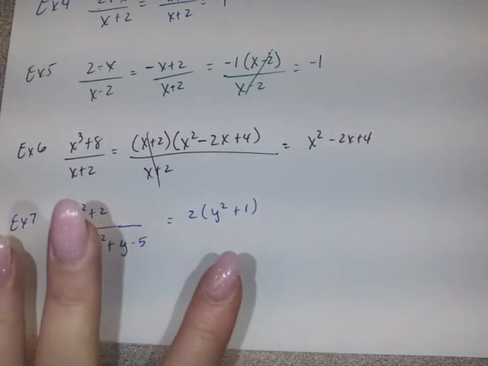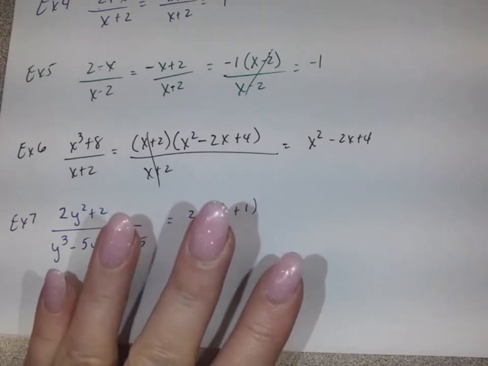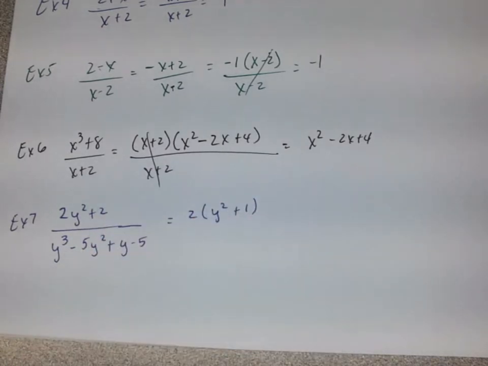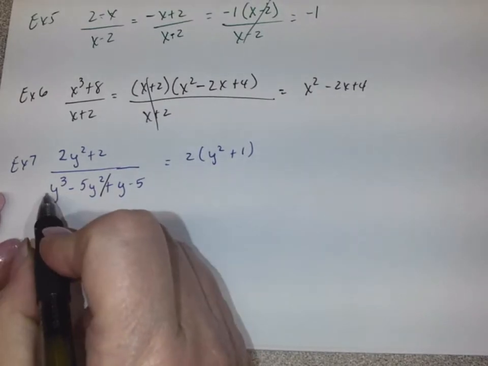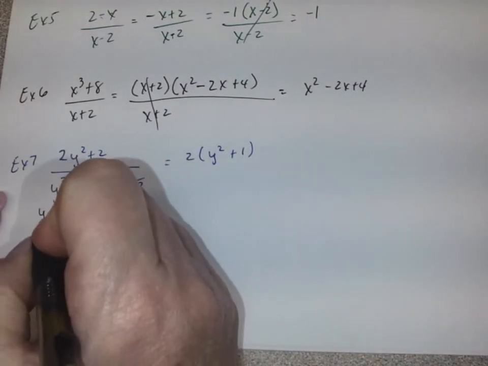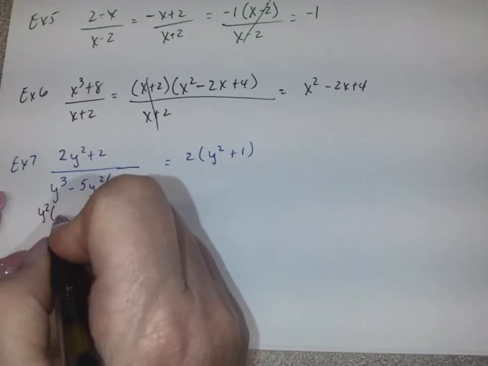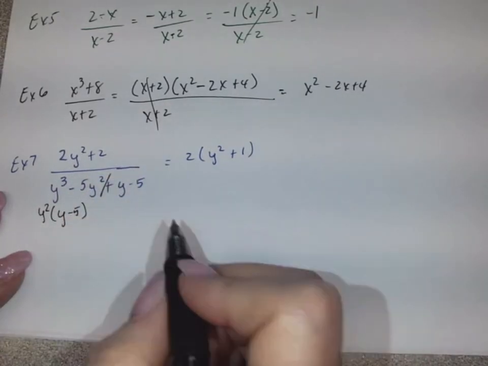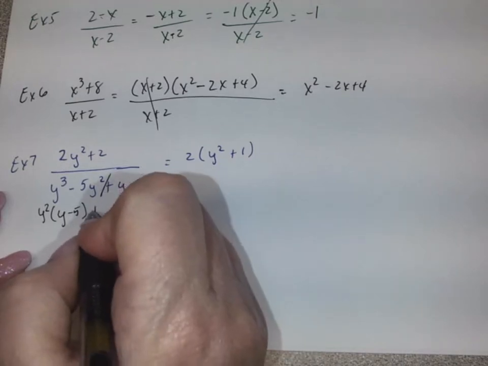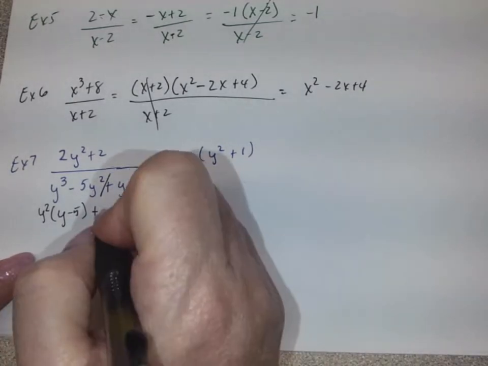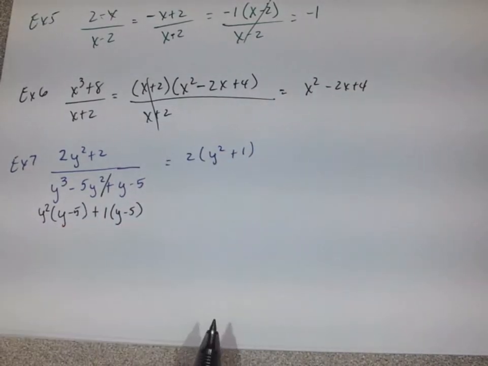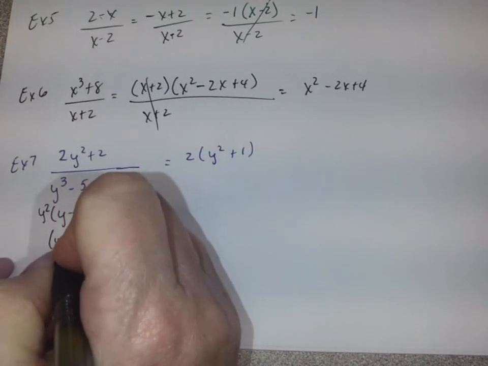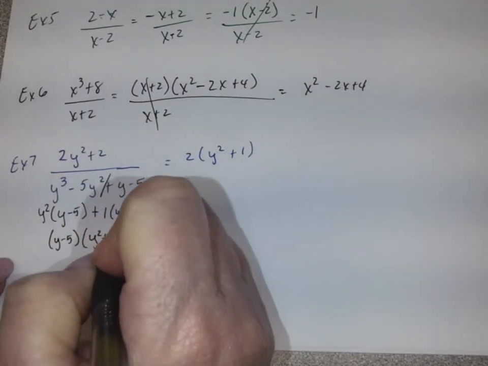Now this has 4 terms. So with 4 terms, we can split them in 2's and factor them out. So this is factor by grouping. On the first part, we can factor out a y squared, and we end up with y minus 5. And on this side over here, bring down our plus sign, we can only factor out a 1. And we get y minus 5. We know we're on the right track because in the parentheses we have y minus 5. So this will become y minus 5 times y squared plus 1.